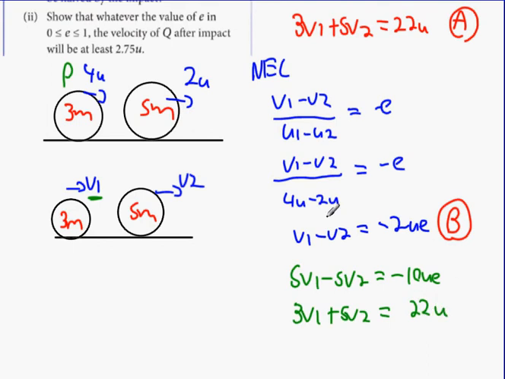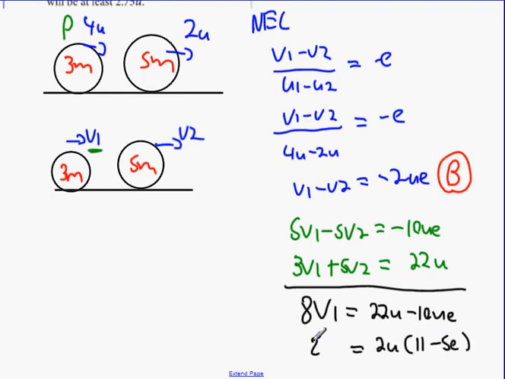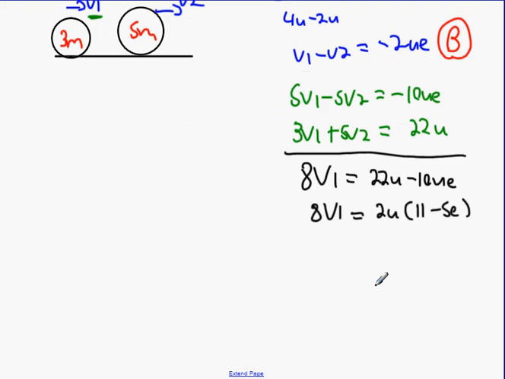Now you're going to add straight down, and when we add straight down we get 8v1 equals 22u minus 10ue. Factorize out 2u: 2u into 11 minus 5e equals 8v1. Divide by 8: v1 equals u into 11 minus 5e all over 4.